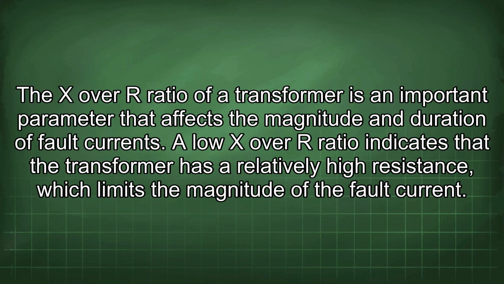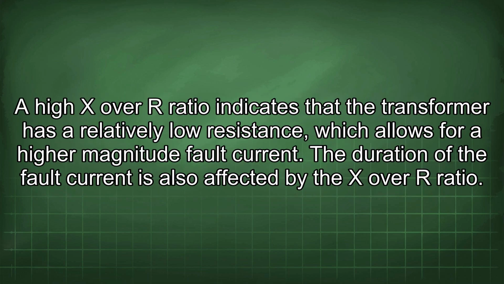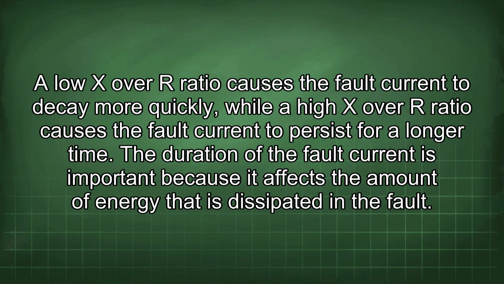The X/R ratio of a transformer is an important parameter that affects the magnitude and duration of fault currents. A low X/R ratio indicates that the transformer has a relatively high resistance, which limits the magnitude of the fault current. A high X/R ratio indicates that the transformer has a relatively low resistance, which allows for a higher magnitude fault current. The duration of the fault current is also affected by the X/R ratio. A lower X/R ratio causes the fault current to decay more quickly, while a high X/R ratio causes the fault current to persist for a longer time.